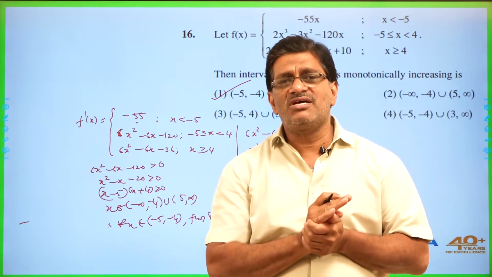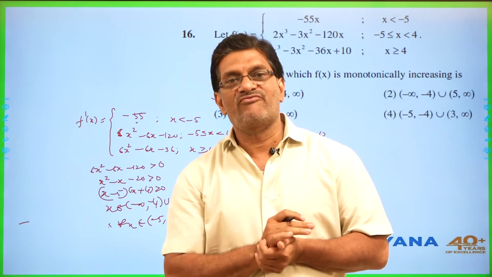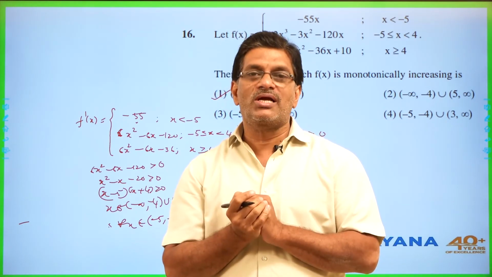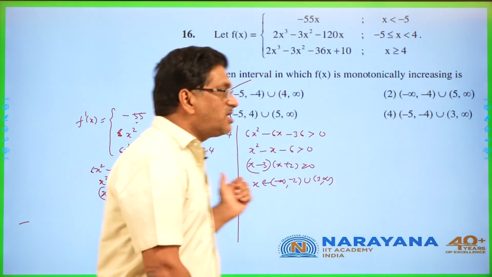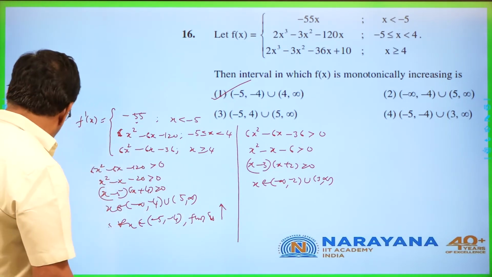So, a function which is either increasing or decreasing is called a monotonic function. He is giving monotonically increasing. So, that is the reason we are taking f dash x. Okay. Let us go to question number 17.